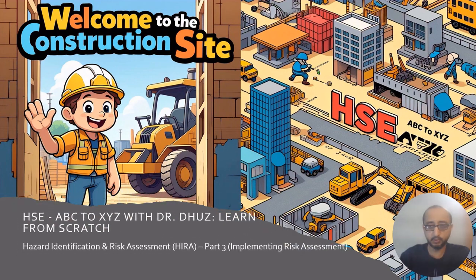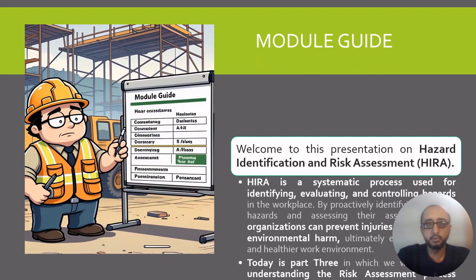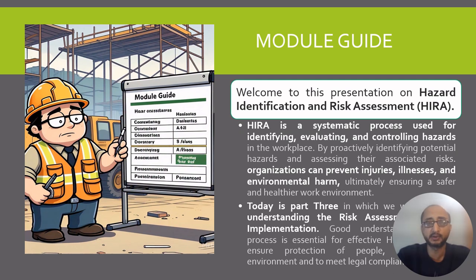Welcome to the presentation, everyone. We are covering our module, hazard identification and risk assessment process, HIRA, in which we are understanding the implementation of the risk assessment. This is part 3. Let's look into the module guide. Our module is the hazard identification and risk assessment HIRA process, which is a systematic process to identify hazards, evaluate the associated risk, and then implement suitable control measures so we can ensure our health and safety standards are effective. So in this module we are learning this process.